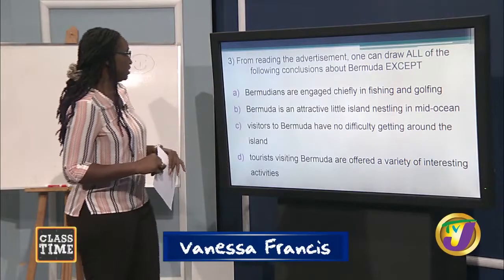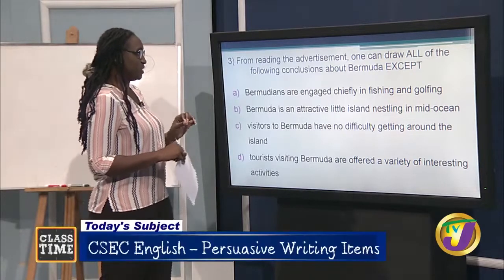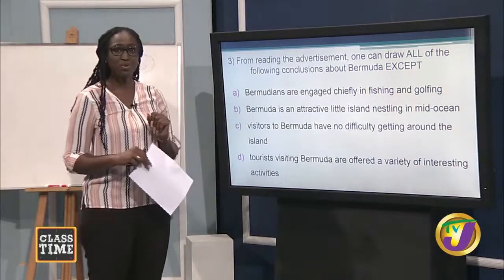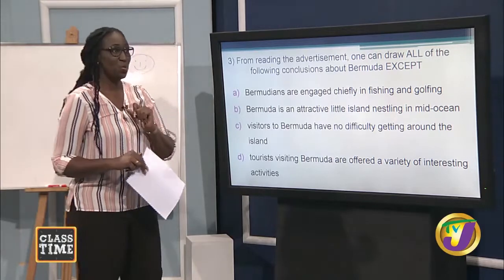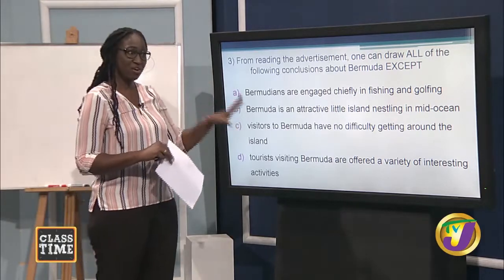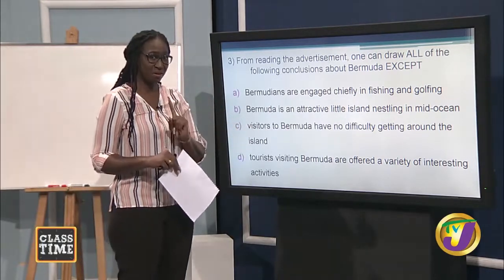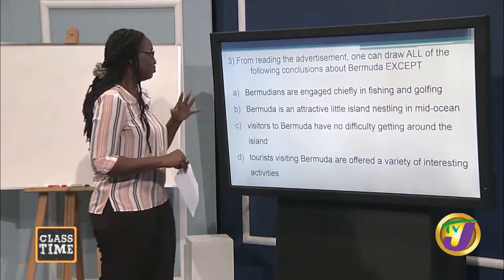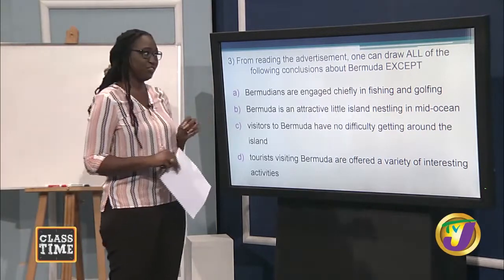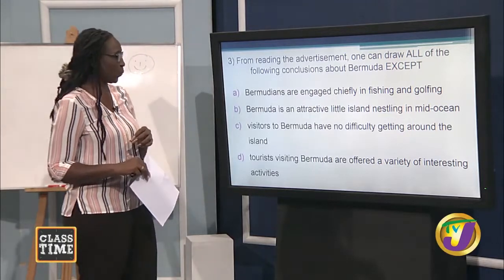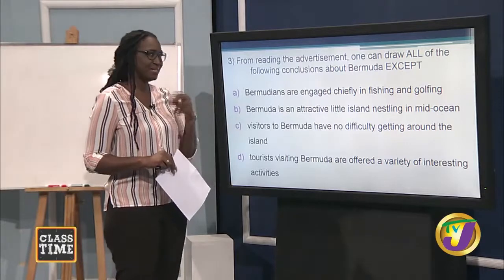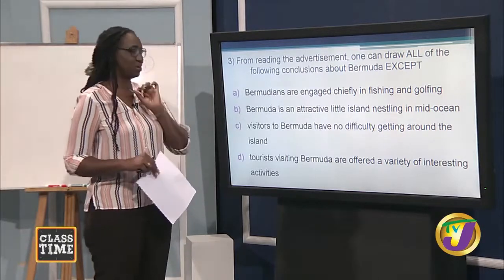So our next question is, from reading the advertisement, one can draw all of the following conclusions about Bermuda except. So three of these things are correct, but one of them is not. So what conclusion can you draw? First one, Bermudans are engaged chiefly in fishing and golfing. Second one, Bermuda is an attractive little island nestled in mid-ocean.